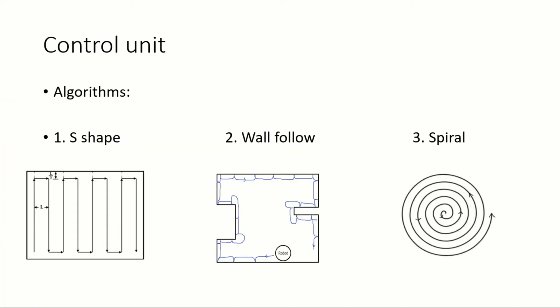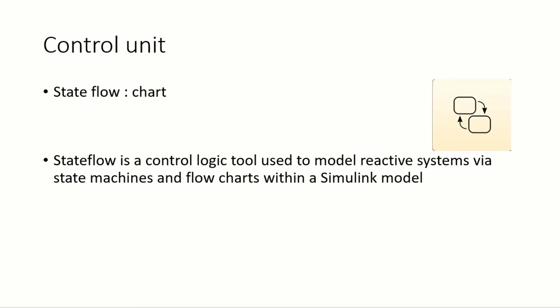In this section, I'm going to explain the algorithms that I've used in this project. Vacuum cleaner robots use different algorithms. 3 of them are S-shape, wall follow, and spiral. In this project, I chose S-shape and wall follow. And for doing that, I used Stateflow.